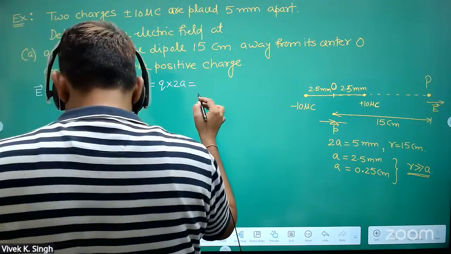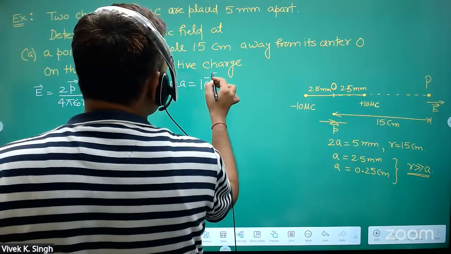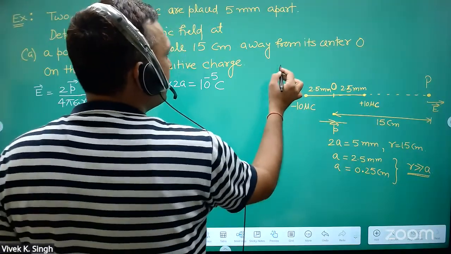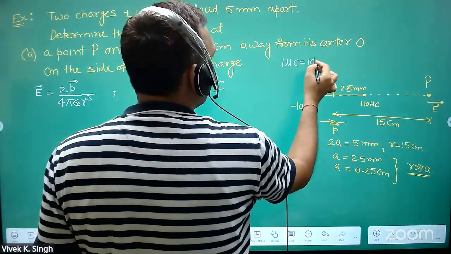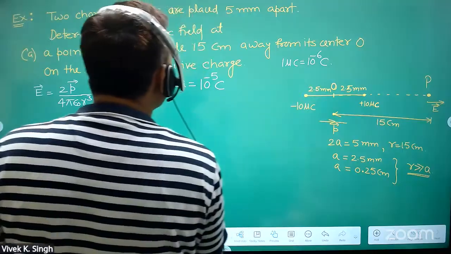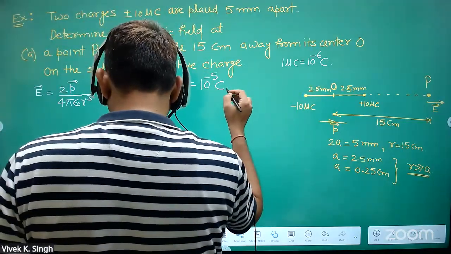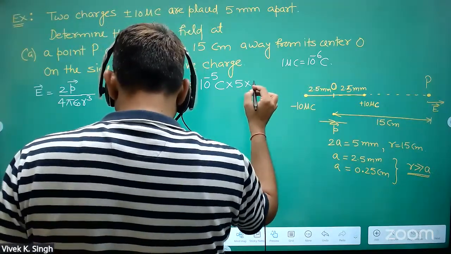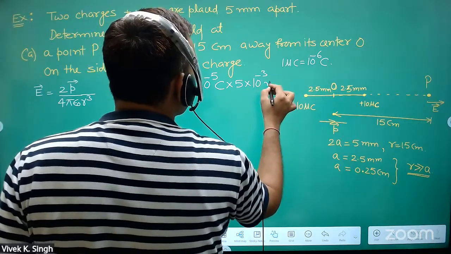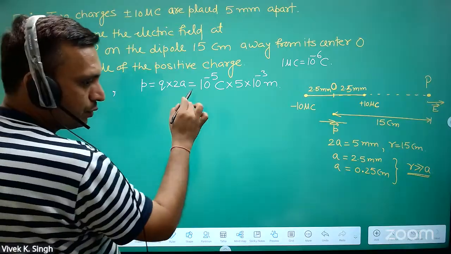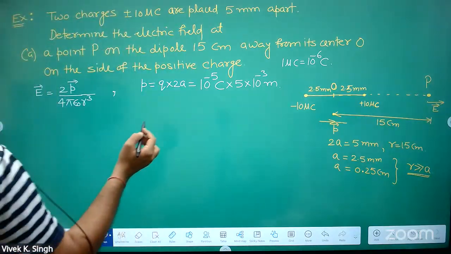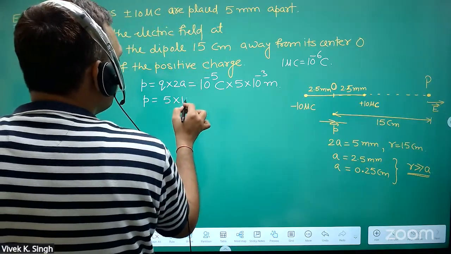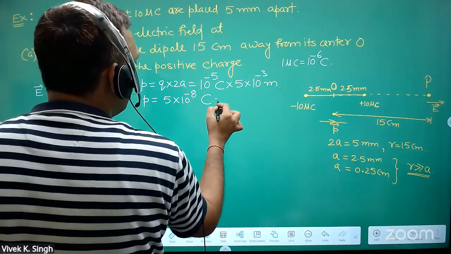Q is 10 to power minus 5 coulomb, because this is 10 microcoulomb. 1 microcoulomb is 10 to power minus 6 coulombs, so 10 microcoulomb is 10 to power minus 5, and 2a is 5 into 10 to power minus 3 meters. I'm writing in MKS units. So coulomb meter, this will be the dipole moment. This is given by dipole moment P is 5 into 10 to power minus 8 coulomb meter.